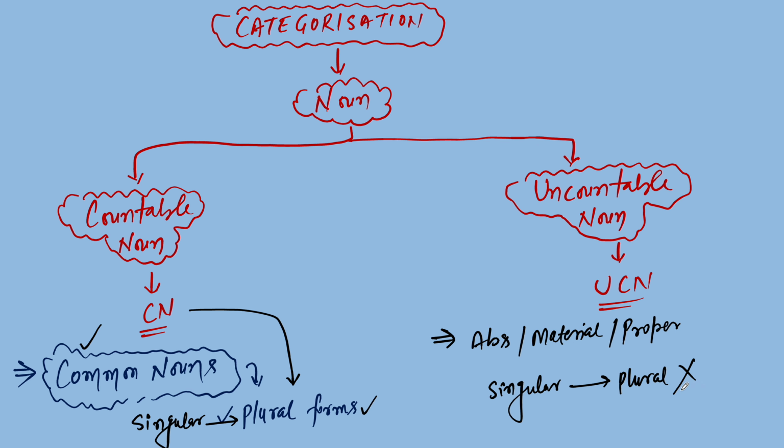But here you can do, but here you can't do. So those nouns which cannot be converted from singular form to plural form directly, in that case those nouns are known as uncountable nouns. So that's why I'm saying abstract noun, material noun, or proper nouns are those kinds of noun which cannot be converted from singular form to plural form directly, and these nouns are known as uncountable noun. I hope it is clear to you.